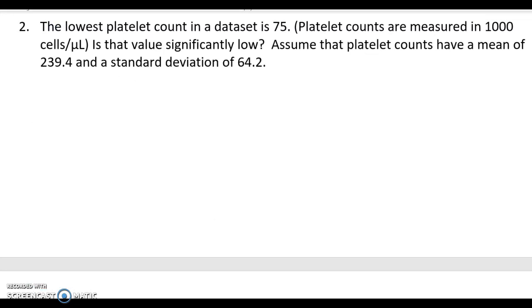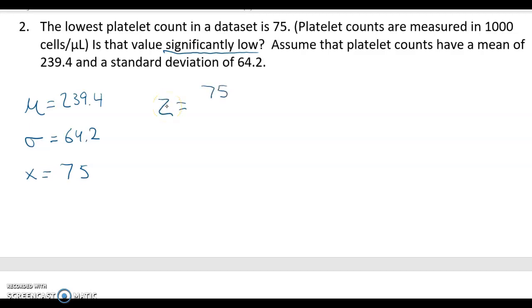Is this value considered significantly low? We want to assume that platelet counts have a mean of 239.4 and a standard deviation of 64.2. And the x value you're comparing is 75. So we know that it would be significantly low if it was more than 2 standard deviations below the mean. Let's find the z-score. We can take our value of 75 and subtract our mean, 239.4, and divide by the standard deviation of 64.2.